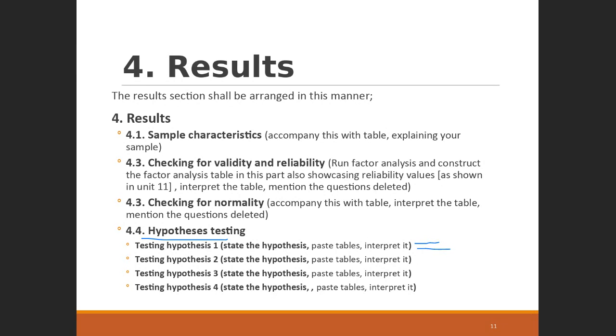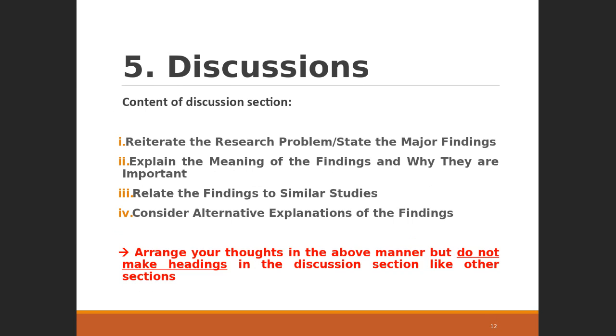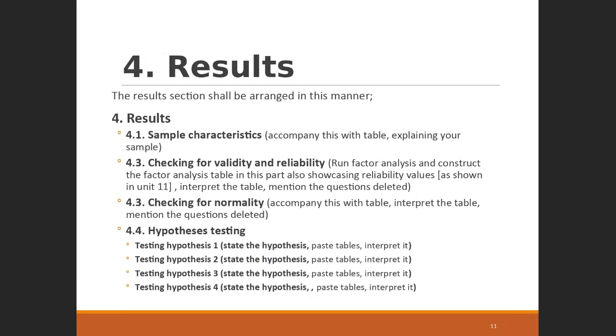You don't need to interpret your findings, that is, why there are differences between male and female, or why your IV is causing a positive change in your DV. You don't need to interpret this. In your hypothesis testing, just paste the tables and interpret whether your hypothesis is being accepted or rejected. And in the discussion section, we will discuss why our hypothesis is getting accepted or why it is not accepted.